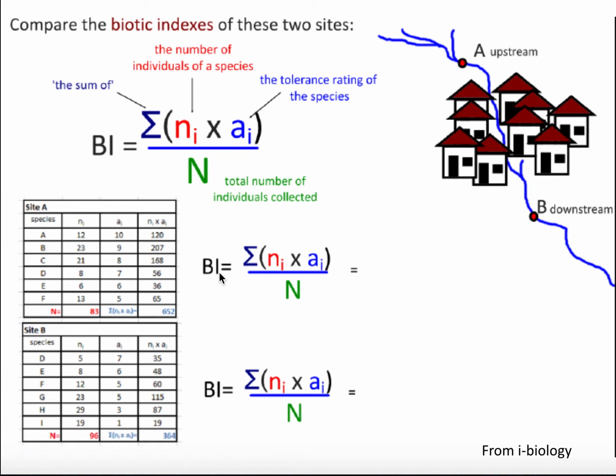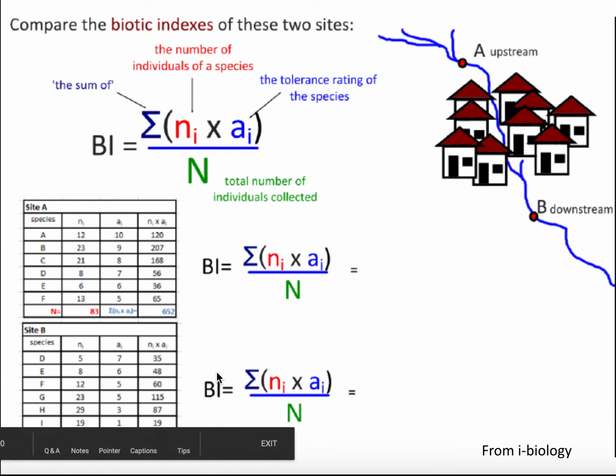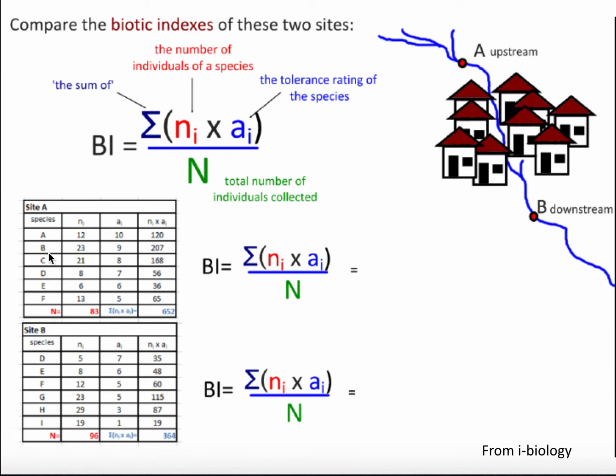So you have to figure out the BI for each of these tables. So it's kind of like when we did the chi-square with the table here. So here's the number of species that were collected at site A. So there were 6 different species. And this is how many of each of those species were collected. So 12 of species A, 23 of species B, and so forth. The total of how many were collected represents N, which is the total number of individuals that were counted. So this would be 83.